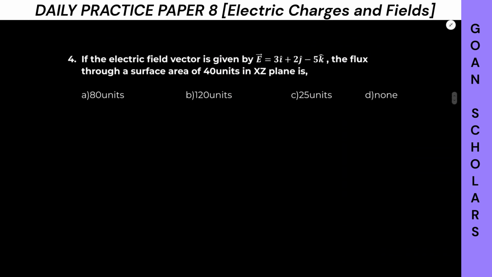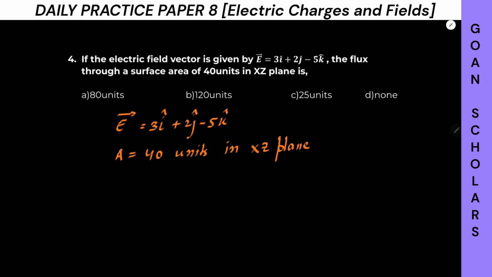If the electric field vector E is given by this, the flux through the surface area of 40 units in the XZ plane. Okay, now be very careful. Let me write here what is given first. So the electric field here is given as 3i plus 2j minus 5k. Area is given here as 40 units, and be very careful, this is very important, in the XZ plane.